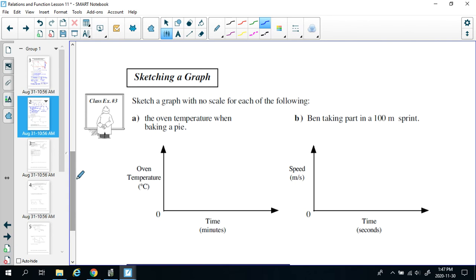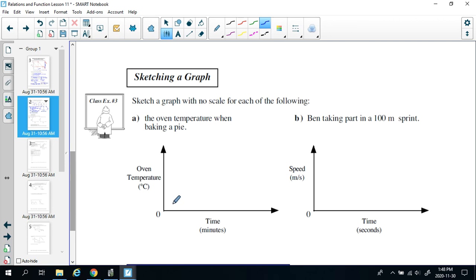Okay, final one says, now instead of it giving us a graph and we have to come up with the explanation, it gives us the explanation and we want to make a graph. So it says sketch a graph with no scale for each of the following. So it says the oven temperature when baking a pie.